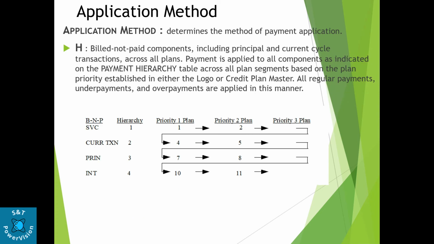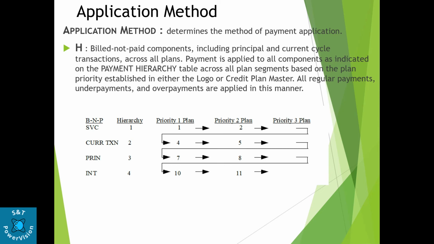So here H means bill not paid components including the principal or current cycle transactions across all plans. Payment is applied to all components as indicated on the payment hierarchy table across all plan segments, based on the plan priority established in either the logo or credit plan master. All regular payments, underpayments and overpayments are applied in this manner here. So here we see service, current transaction, principal, not there, it's in the hierarchy.